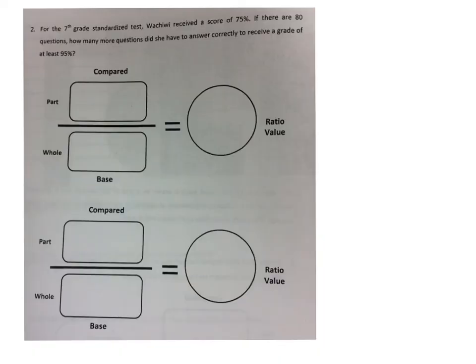All right, last two questions here. It says for the 7th grade standardized test, she received a score of 75%. If there are 80 questions, how many more questions does she need to answer correctly to receive a grade of at least 95%? Okay, so they have two charts here, which means we're obviously going to do two things. So if we look, this person received 75%. So that immediately goes in my ratio value. That's the ratio they give you. So 75 out of 100.